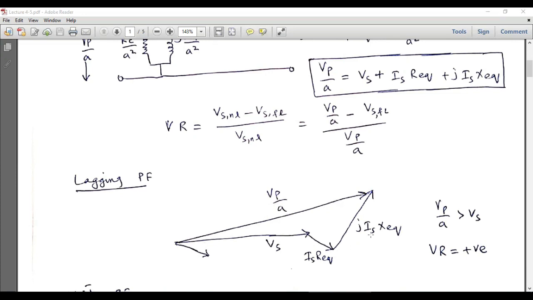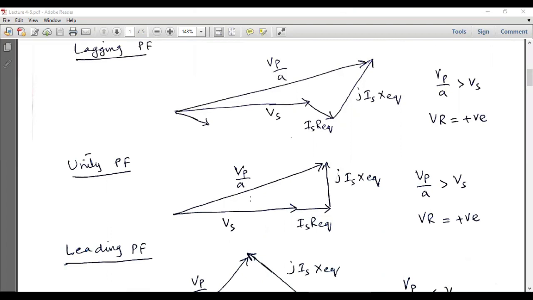So if we want to see the polarity of this voltage regulation, that is Vp over a minus Vs at full load divided by Vp over a, the Vp over a vector is greater than the Vs vector, so voltage regulation will be positive for a lagging power factor load. In the second case, I will show you how to draw the phasor diagram when we have a unity power factor load or a resistive load.